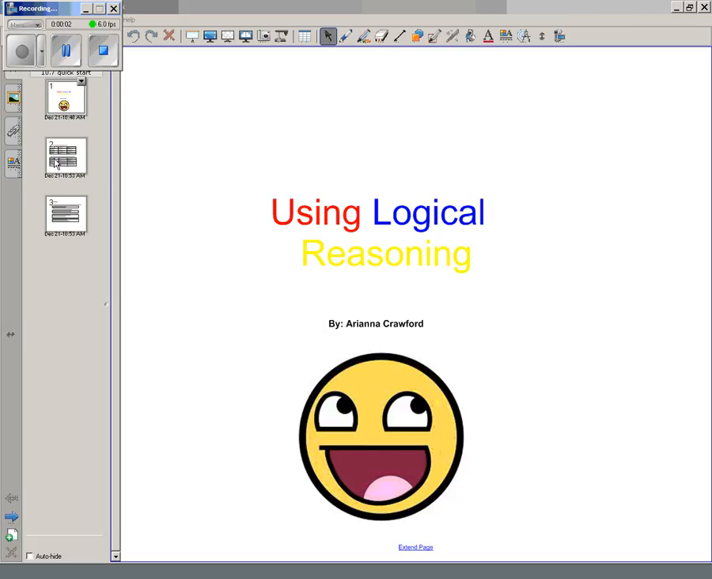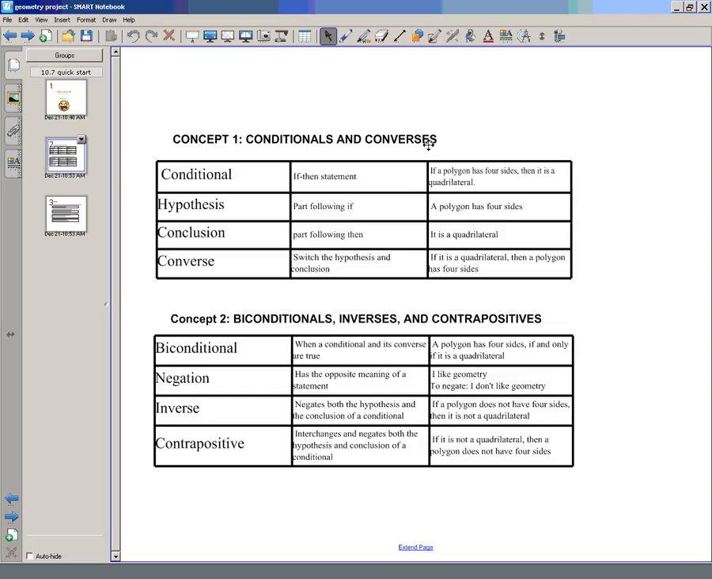Using logical reasoning. Concept 1, conditionals and converses. A conditional is an if-then statement. An example of a conditional is, if a polygon has four sides, then it is a quadrilateral.